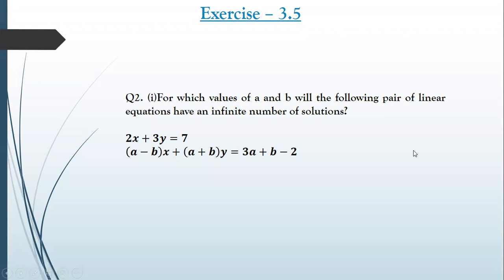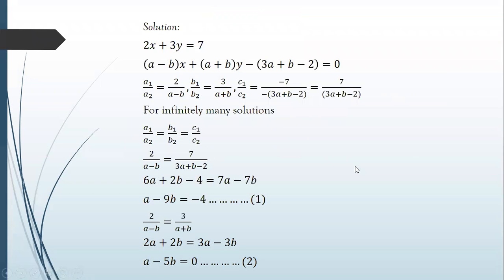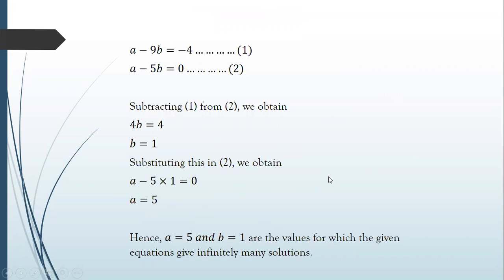So let us continue. Question number 2. Again, we have to find the values of a and b over here, same as the previous one. So they have infinitely many solutions. So a1 by a2 equal to b1 by b2 equal to c1 by c2. When we substitute the values, we get a minus 9b is minus 4, a minus 5b as 0. We have two equations over here. We can subtract them because a is the same. So we get b as 1, a is 5.